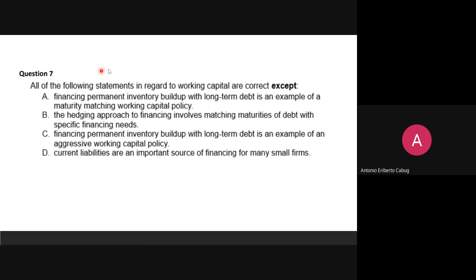Question 7. All of the following statements in regard to working capital are correct, except... Alam naman natin na dapat meron tayong maturity matching approach. If we need the asset for the short term, we use short-term financing. If we need it for the long term, we use long-term financing. When I say assets are needed in the long term, kasama doon yung fixed assets, tsaka yung permanent current assets. Yung gagamitan lang ng short term, yung seasonal or temporary current assets. So for number 7, what's your answer?